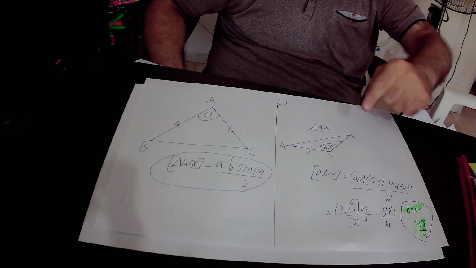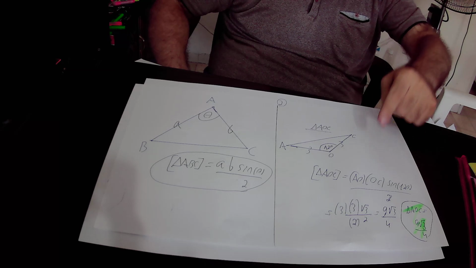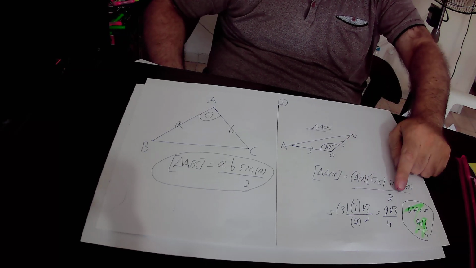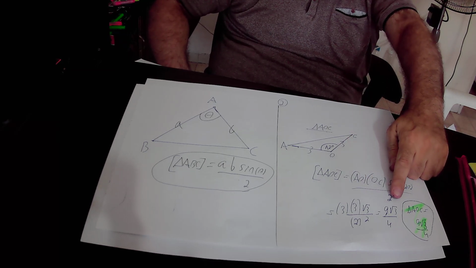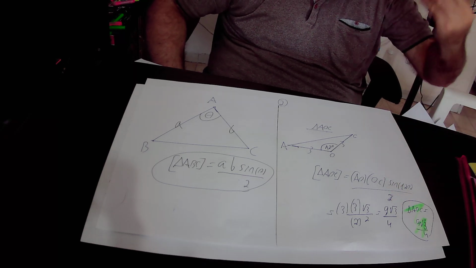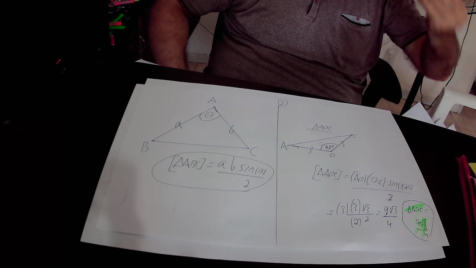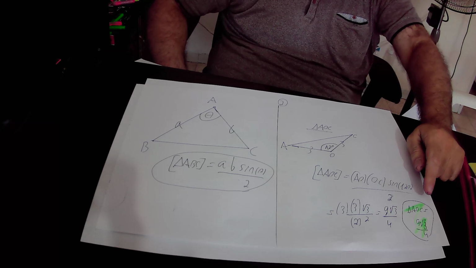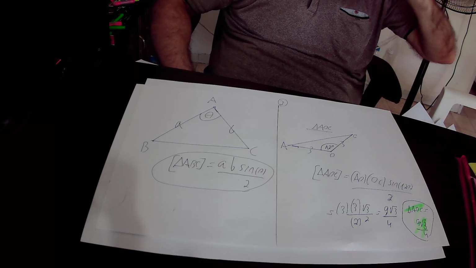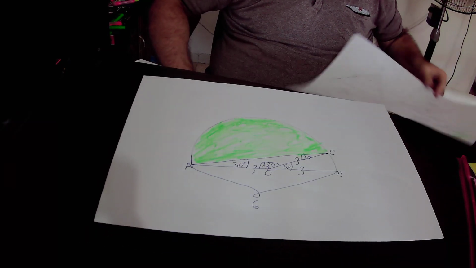So in conclusion, the area of triangle AOC equals 3 times 3, that is 9, times square root of 3 over 2 times 2, that is 4. So the area of triangle AOC equals 9 times square root of 3 over 4 square units. Okay?